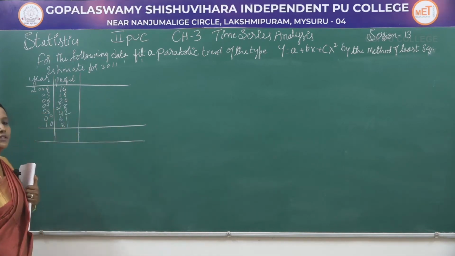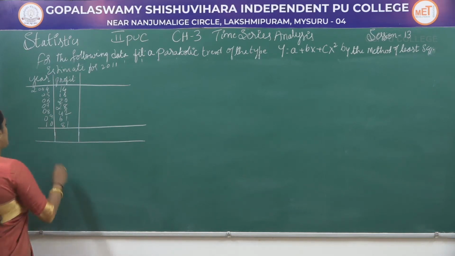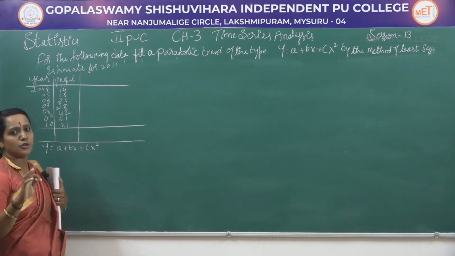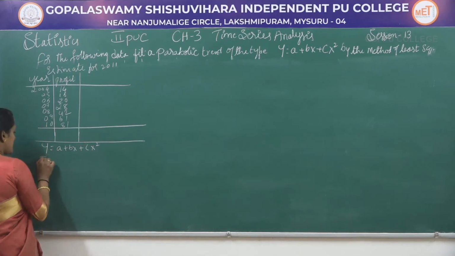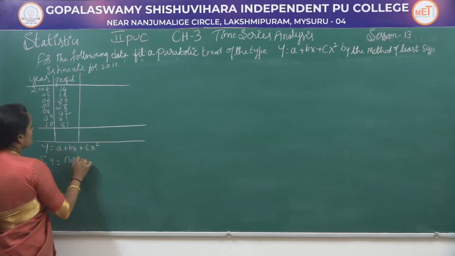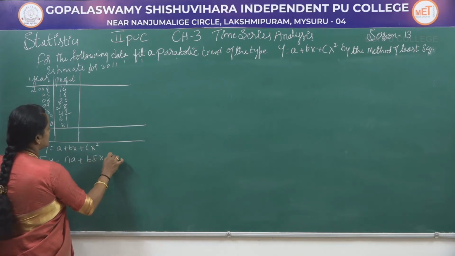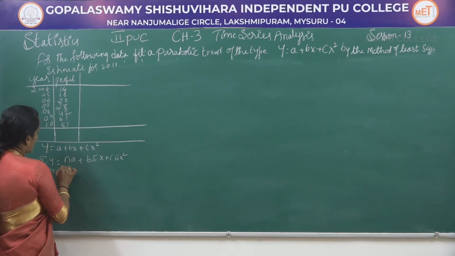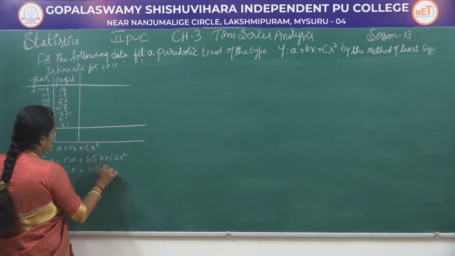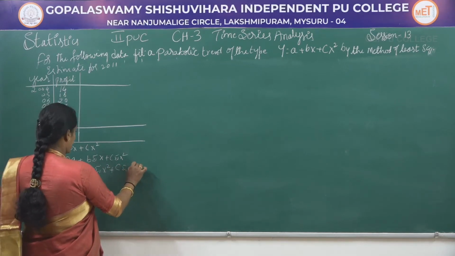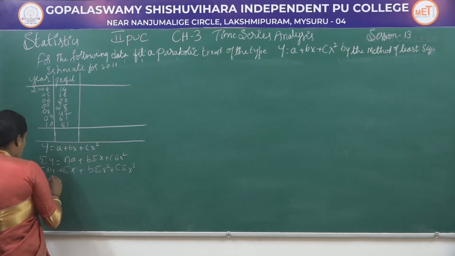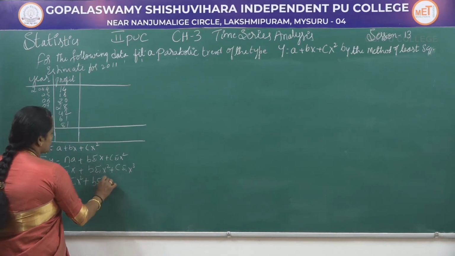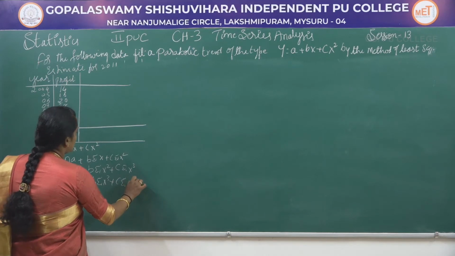So the first step is we have to write the second order equation, that is y is equal to a plus bx plus cx square. Then you have to write the normal equations, that is summation y is equal to na plus b into summation x plus c into summation x square. Summation xy is equal to a into summation x plus b into summation x square plus c into summation x cube. Summation of x square y is equal to a into summation x square plus b into summation x cube plus c into summation x power 4.